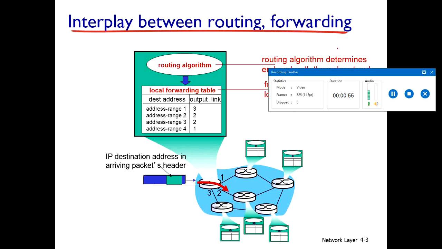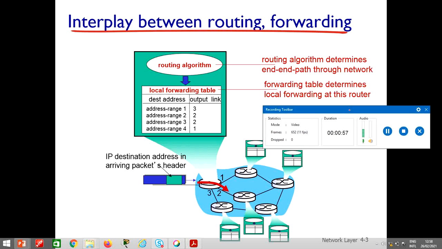So, the purpose of the routing algorithm is to find the end-to-end path between the source and the destination. So, the routing algorithm mainly helps to determine or to establish the path between the source and the destination through the network, whereas the forwarding table determines the local forwarding at this router.